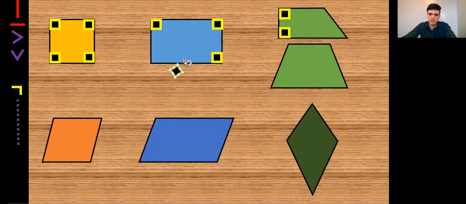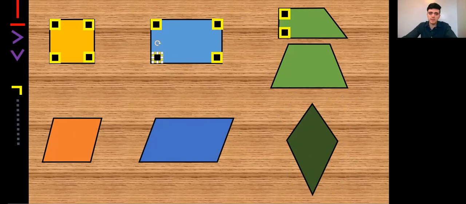So just to recap, which of these shapes had perpendicular sides? The square, the rectangle, and one of our trapezoids. But none of these shapes on the bottom had any perpendicular sides in this example. Now, that was all review.